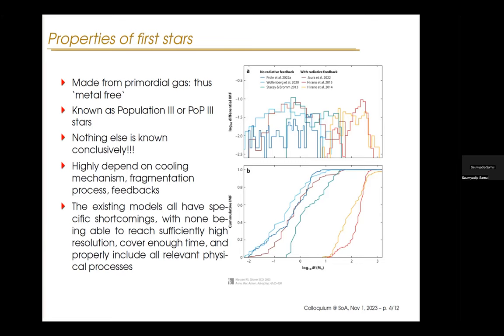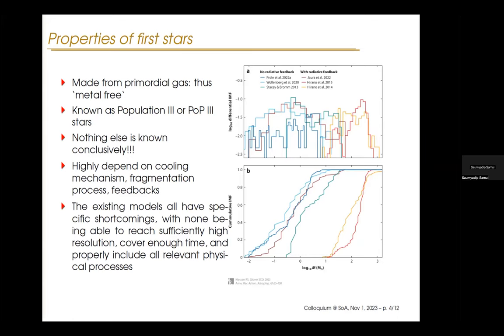What do I mean by conclusively known to us? Whoever has done the basic course in astronomy knows that we can solve the stellar structure. Given the mass and given the composition, I know how each and every star is going to evolve. But what is not known at all about the first stars is how big they were.